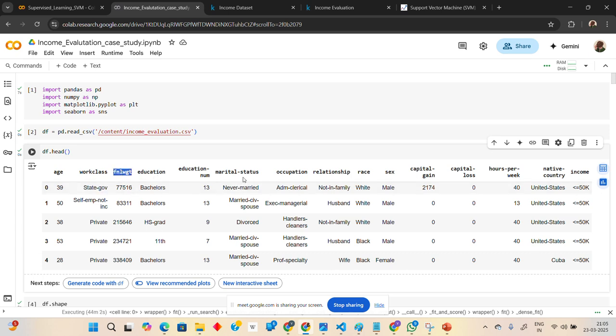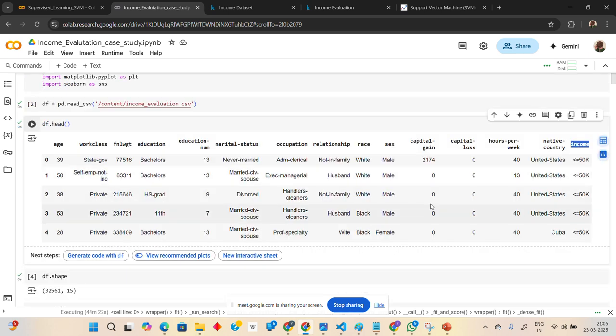Then education numbers, marital status, occupation of the person, the relationship, race and gender, capital gain, capital loss, hours per week, how many hours the person works, the native country, and income finally. So the aim, as I already mentioned, is to predict whether the person falls under a salary of less than 50K or greater than that.